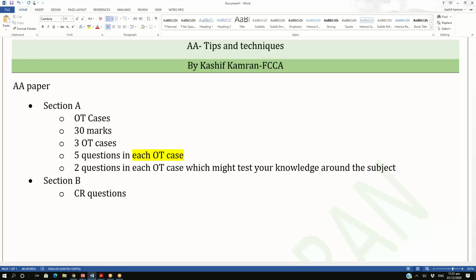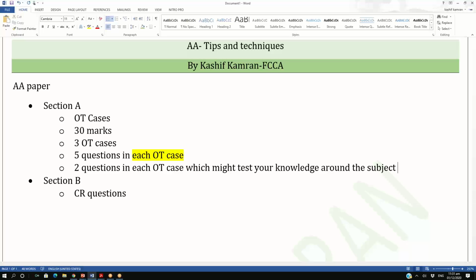And the remaining 3 questions will be linked with the case study. So there are 5 questions under each OT case, and out of the 5 questions, normally what we see is 3 questions linked with the case study, and on average 2 questions purely testing your knowledge of the subject matter. So you need to be well prepared, right?